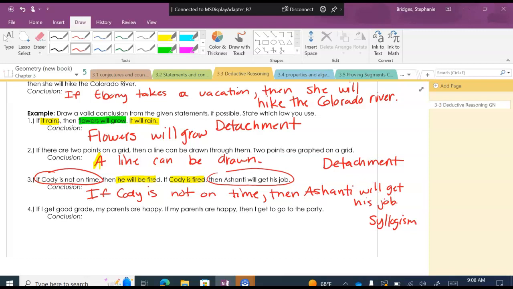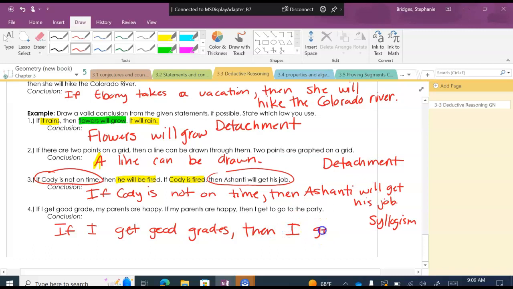Okay, if I get good grades, my parents are happy. If my parents are happy, then I get to go to the party. What would we say? Syllogism, and my conclusion would be, if I get good grades, then what happens? Then I get to go to the party. Okay, and that is syllogism.